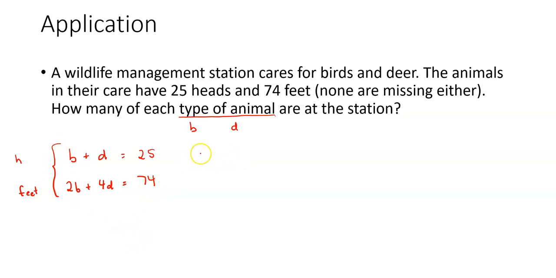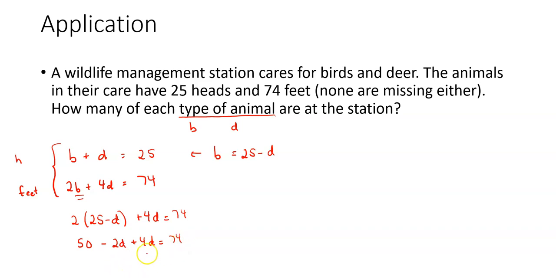Well, this one's not bad. All right, look at the first line over here. Subtract the d from both sides. 25 minus d. In other words, if you find out how many deer you have, the birds are 25 minus that number. All right, let's substitute that in here. So I get 2 times 25 minus d plus 4d is 74. So 50 minus 2d plus 4d is 74. I can combine the d's together. 4 minus 2 is 2.